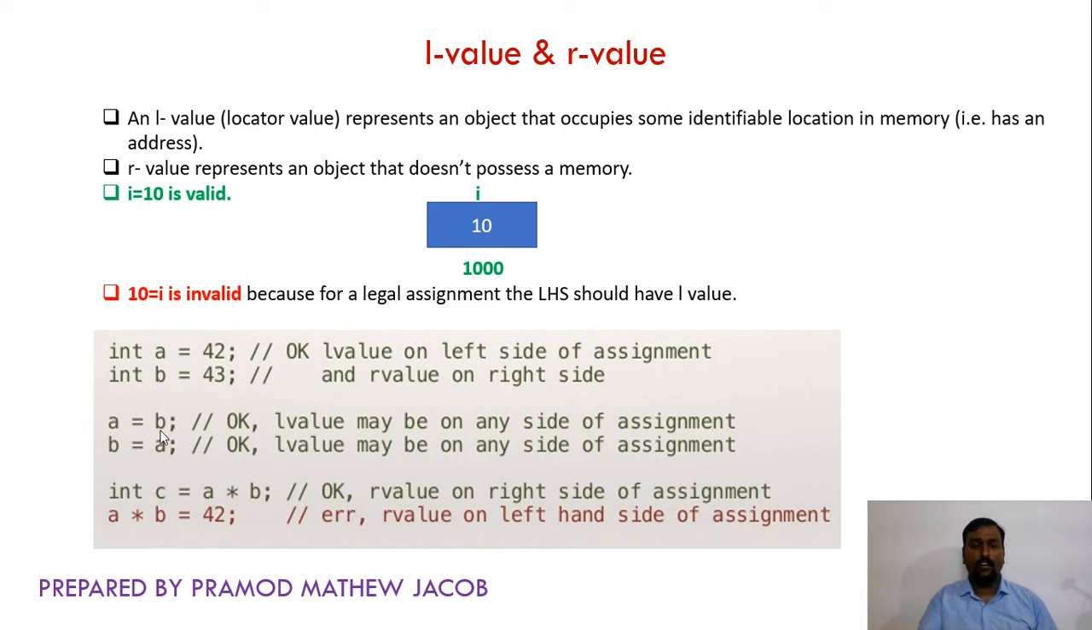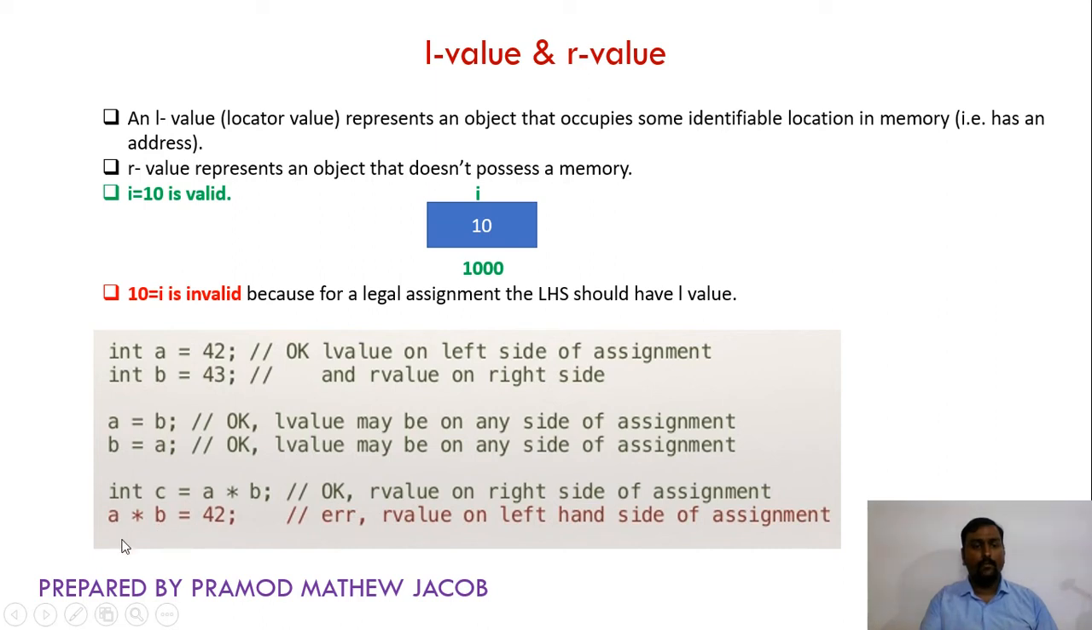Why is it called an R value? Because it is an operation a star b. If it is a simple operand like a, then it can be considered as an L value. Though we need the result of this operation, it is considered as an R value. The next statement is a star b is equal to 42. This is not accepted because the LHS is an R value, a star b.